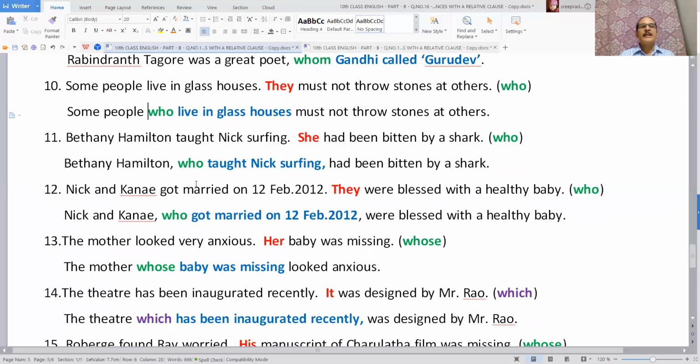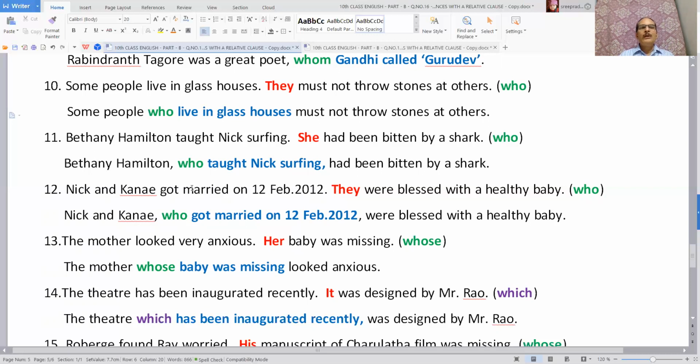Bethany Hamilton taught Nick surfing. She had been bitten by a shark. So here also, Bethany Hamilton, it's a proper noun. So when a proper noun is given, we have to use a non-defining relative clause. So Bethany Hamilton had been bitten by a shark. This is the clause to add extra information, who this Bethany Hamilton is, who taught Nick surfing. So this clause is a non-defining clause, because even if you delete who taught Nick surfing, Bethany Hamilton had been bitten by a shark has its own independent meaning.